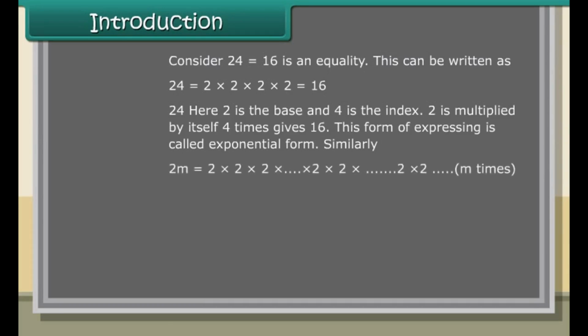Similarly, 2^m = 2 × 2 × 2 × and so on, 2 × 2, m times. Here 2 is the base and m is called the exponent, power or index.